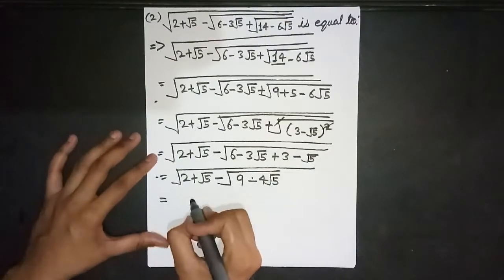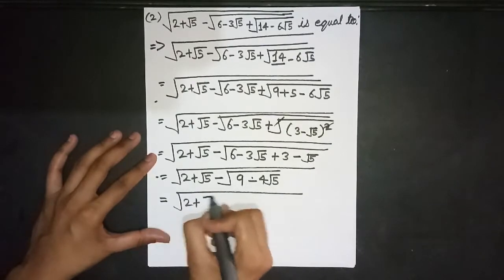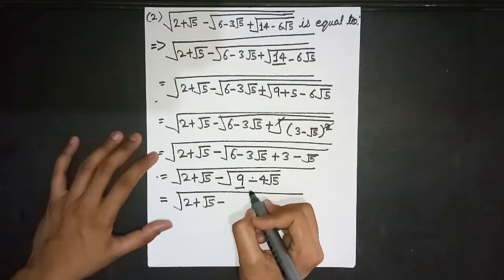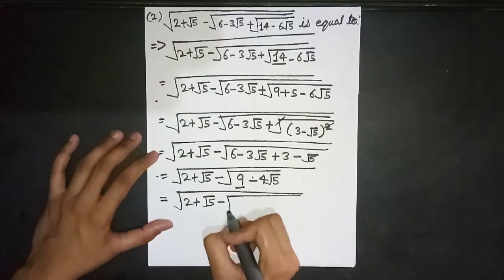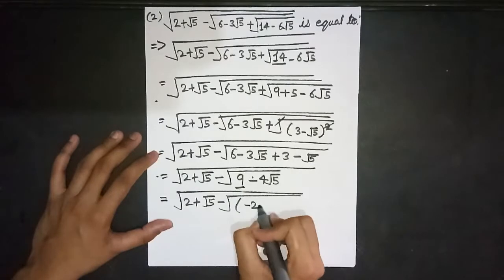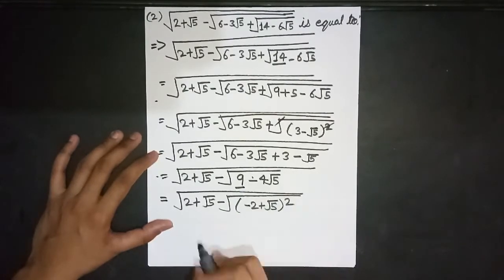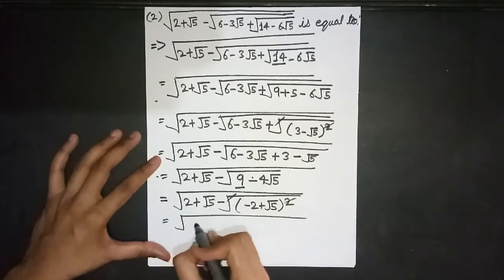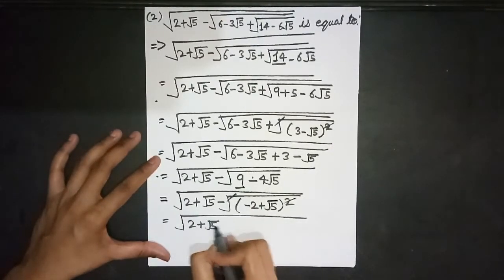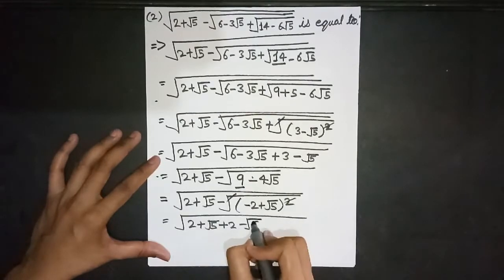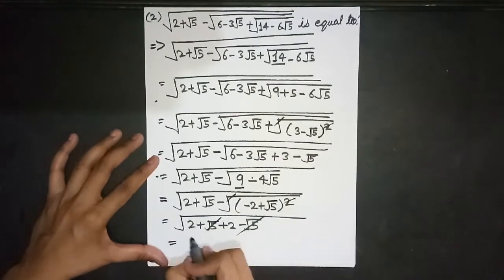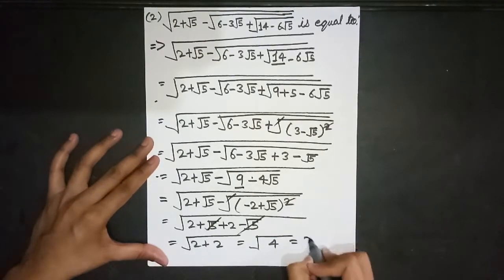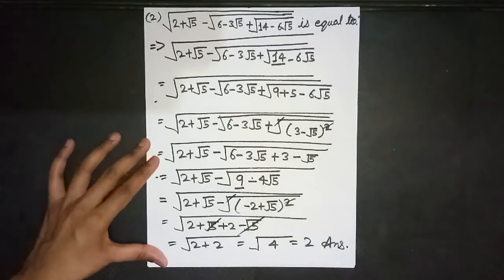So now let's write it: root 2 plus root 5 minus, this is, let's write, this is square of minus 2 plus root 5 whole square. So here the root and square will get cancelled. So now we have 2 plus root 5 plus 2 minus root 5. Root 5 and minus root 5 get cancelled. Now we have root of 2 plus 2, that is equal to root 4. This is equal to 2. Answer.